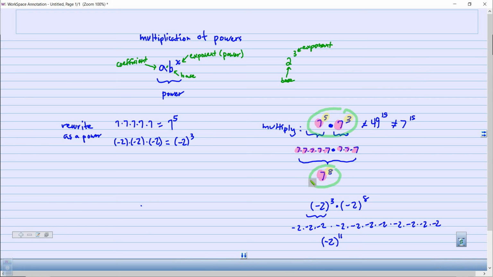So if we were to do our color coding thing, because Mr. Reeves loves color, right? This time our bases were all negative 2s. All right, what did we have? We had 3 of them. We multiplied by 8 more of them, and when we were done, we didn't have 24 of them. We had 11 of them.